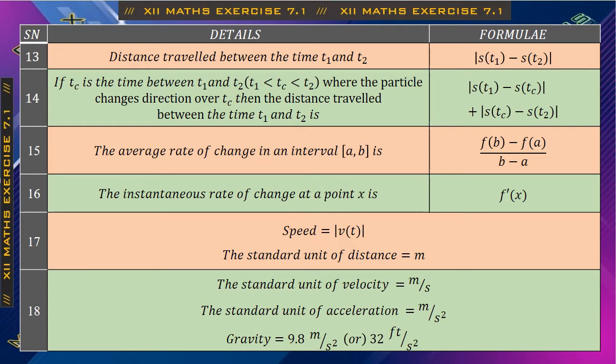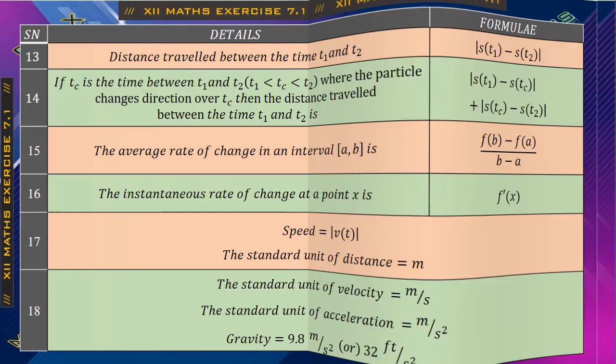If you are taking the standard unit of time, and distance is meter, then the standard unit of velocity is meter per second, and the standard unit of acceleration is meter per second square. And there is one constant, gravity, which is 9.8 meter per second square, otherwise it is 32 feet per second square.